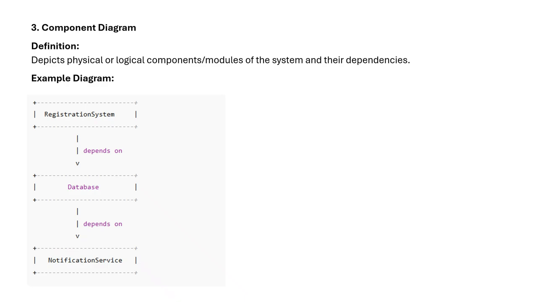The component diagram shows the components or modules of the system and the dependencies between them. As you see in this example, there is a registration system module, and then a database module or subsystem, and then the notification service. These boxes are the modules or components. The registration depends on the database, so it cannot work by itself; it has to use the database. And then the database also depends on the notification service, because it wants to send some notifications, etc.